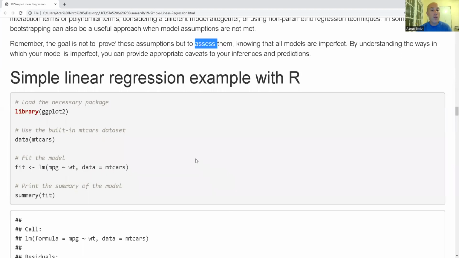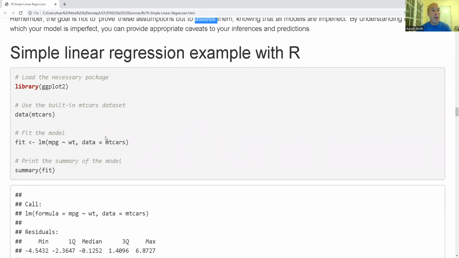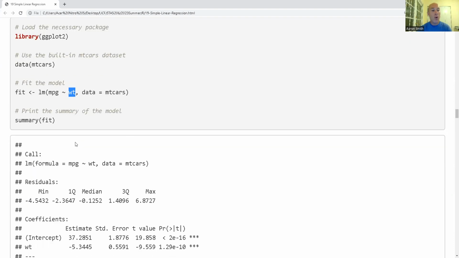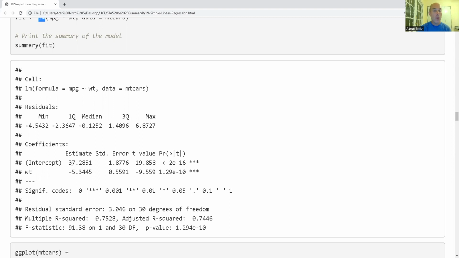All right, so simple linear regression with R. Let's go ahead and use the mtcars data set. I'm going to look at miles per gallon depending on weight. So my Y is miles per gallon. My X is the weight. And so now I'm going to fit a model using the linear model function, lm. And here I can see that here's my intercept, and here is the coefficient. So as weight goes up, that -5 tells me as weight goes up, miles per gallon goes down.